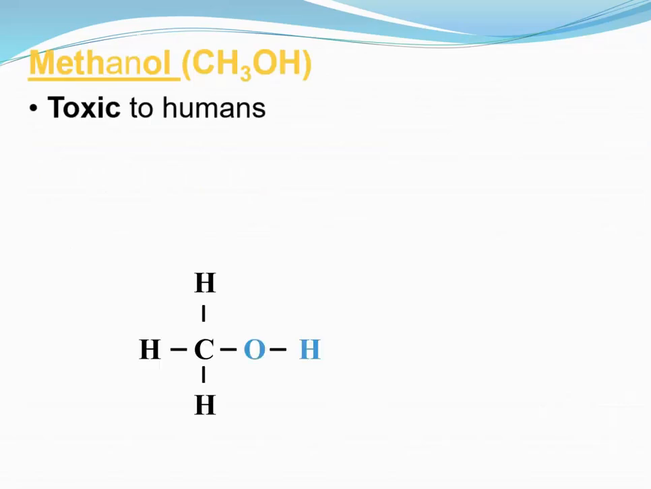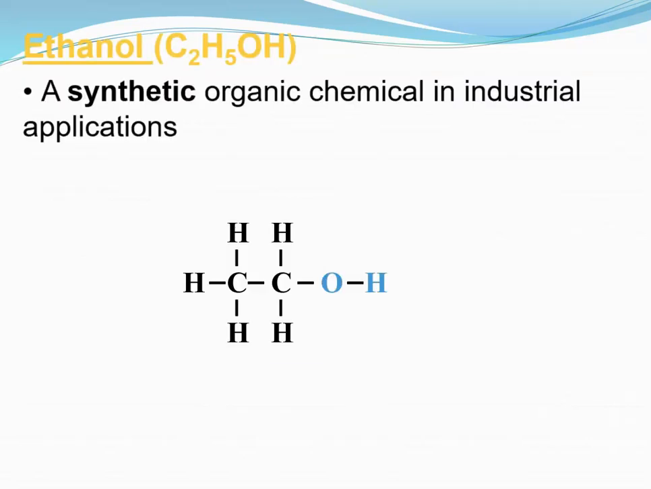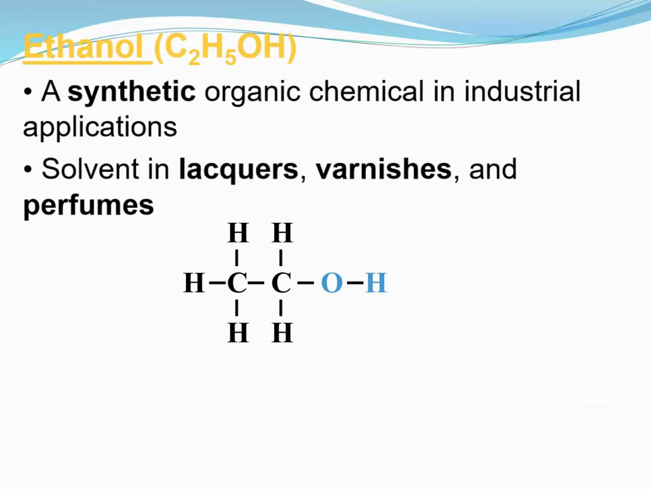Methanol is the most simple alcohol. It contains one hydroxyl group and is toxic to humans. Ethanol is a commonly used alcohol which has two carbons in the parent chain.